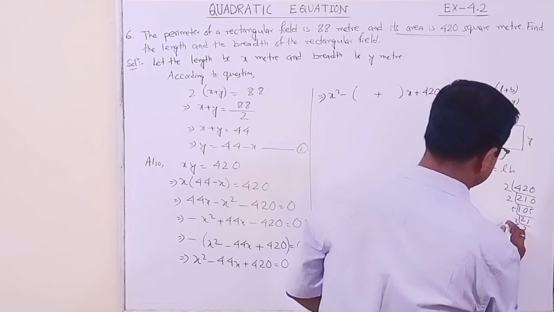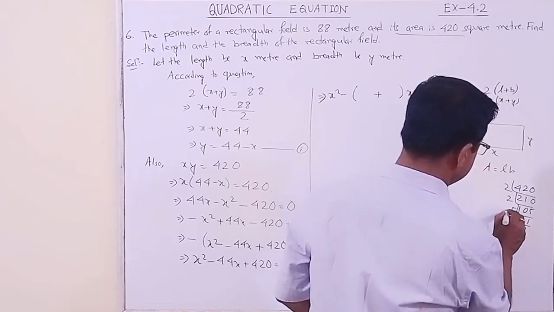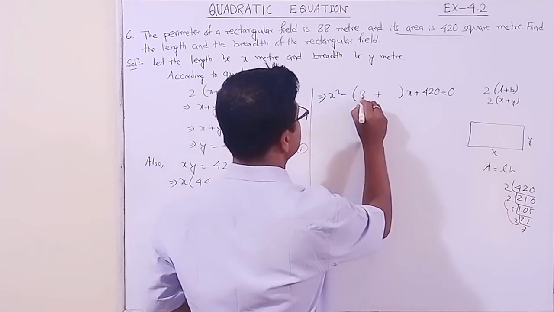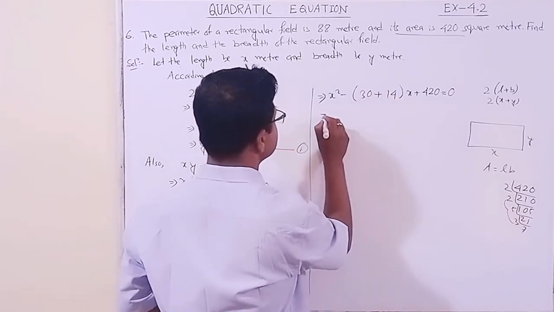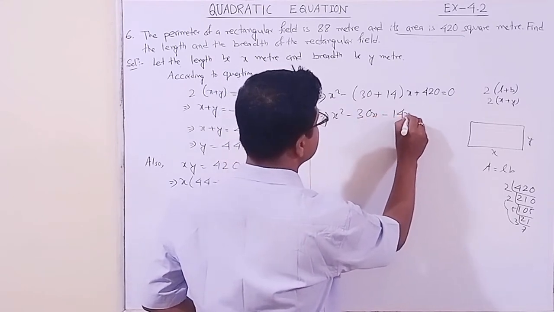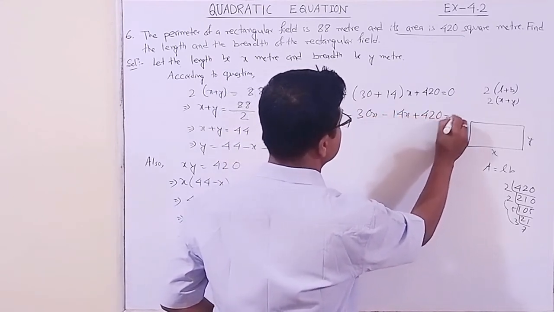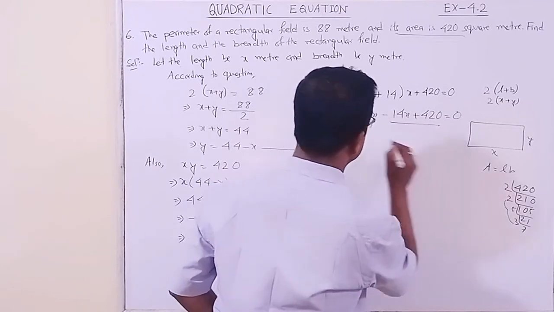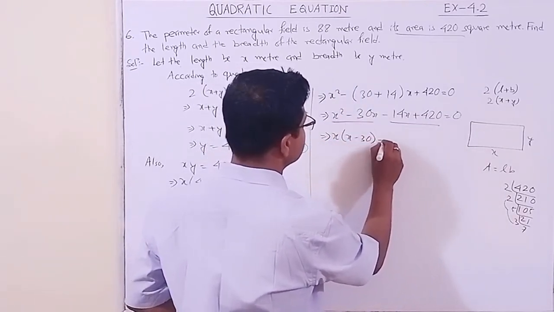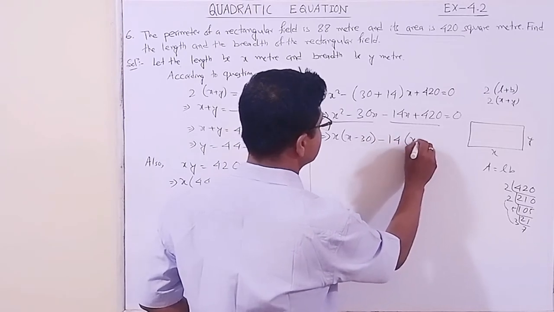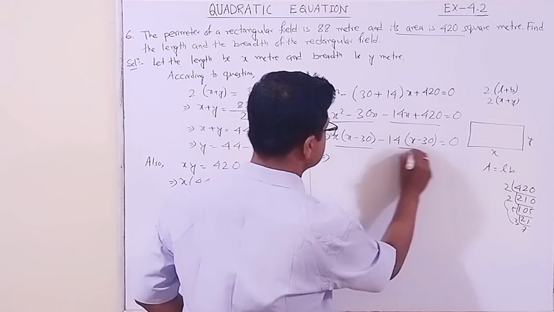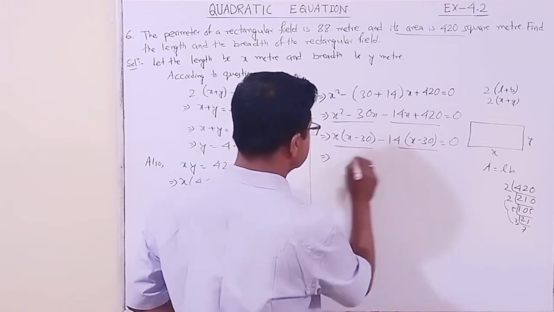Okay, so this is 3, 5, 15, 30. 30 plus 14. 30x minus 14x plus 420 is equal to 0. We'll take something common. What is common here? x is common. x minus 30, 14 is common, x minus 30. From here x minus 30 is common.